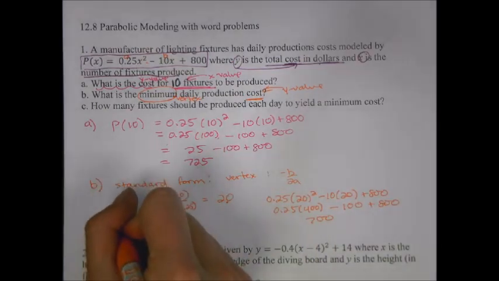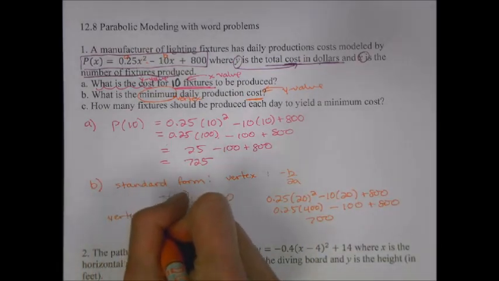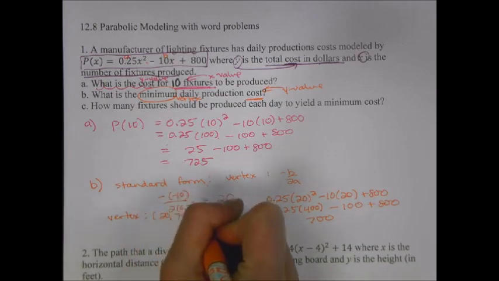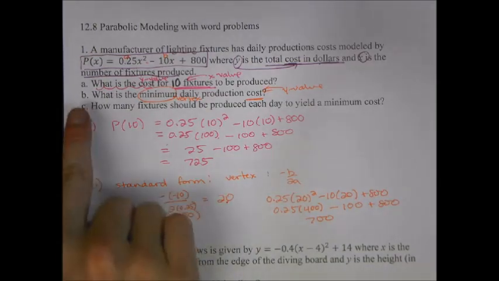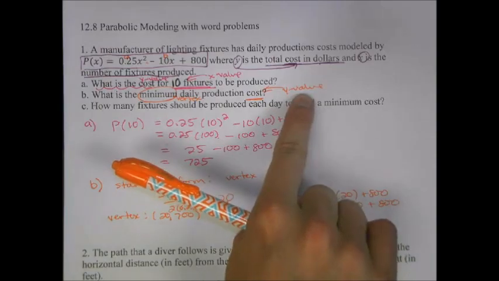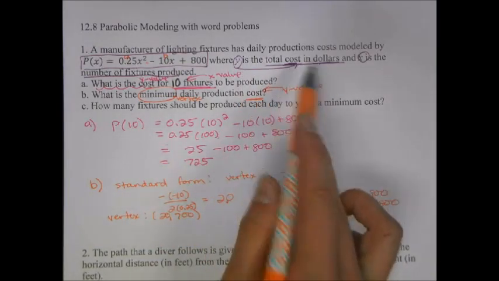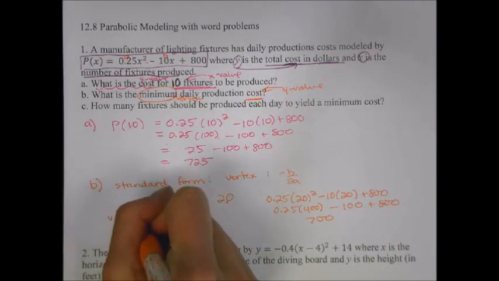So our vertex is (20, 700). For part B, our answer is the y value. The y value is a cost, so our answer is $700.